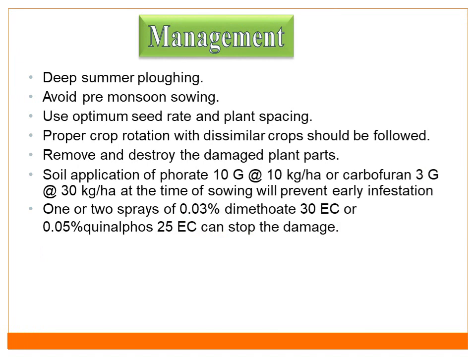Management: deep summer plowing, avoid pre-monsoon sowing, use optimum seed rate and plant spacing, and proper crop rotation with dissimilar crops should be followed. So the life cycle of the insect will be broken. Of course, remove and destroy the damaged plant parts. And you can apply in the soil phorate 10G at 10 kg per hectare or carbofuran 3G at 30 kg per hectare at the time of sowing to prevent early infestation.